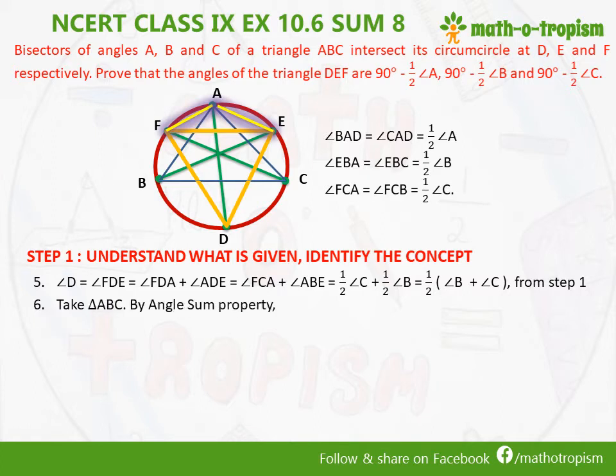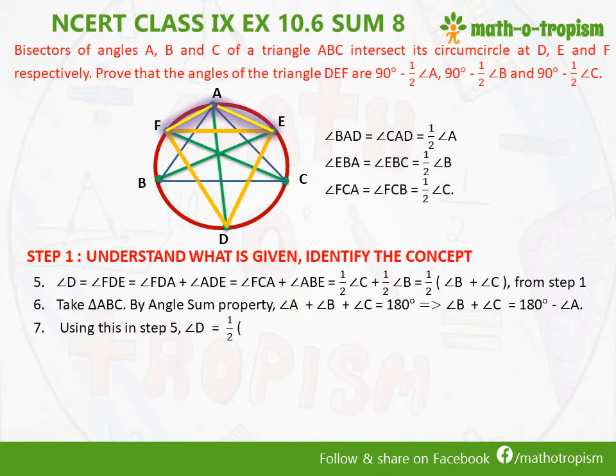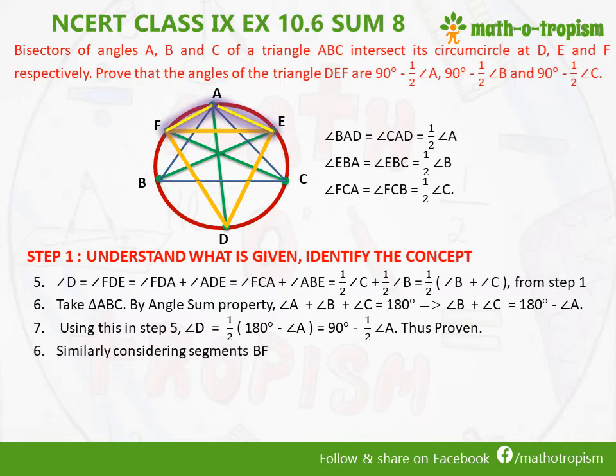So we will consider the triangle ABC. From the angle sum property, we have angle A plus angle B plus angle C is 180 degrees, which implies angle B plus angle C will be 180 degrees minus angle A. We'll use this in step 5. So my angle D now becomes half of 180 degrees minus angle A, which is nothing but 90 degrees minus half of angle A. So we have thus proven.